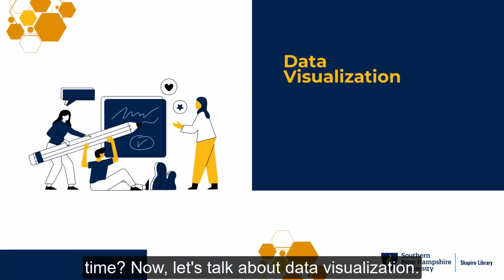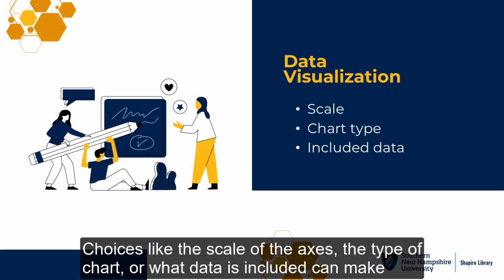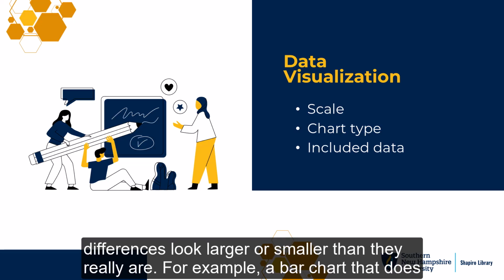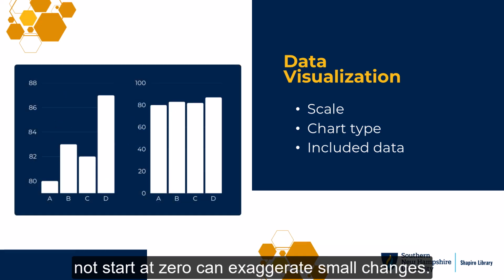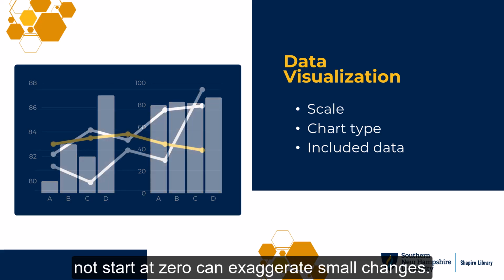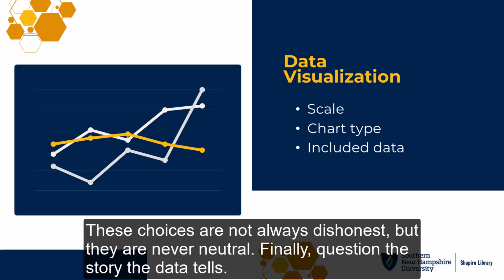Now let's talk about data visualization. Charts and graphs do not just show data, they shape how we interpret it. Choices like the scale of the axes, the type of chart, or what data is included can make differences look larger or smaller than they really are. For example, a bar chart that does not start at 0 can exaggerate small changes. Color choices can also draw attention to certain trends while downplaying others. These choices are not always dishonest, but they are never neutral.